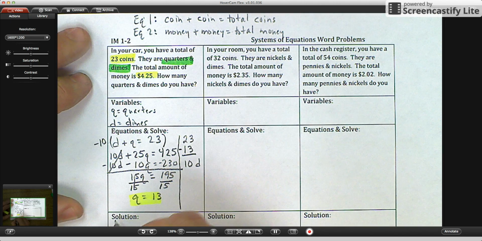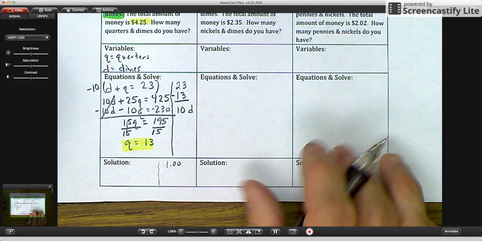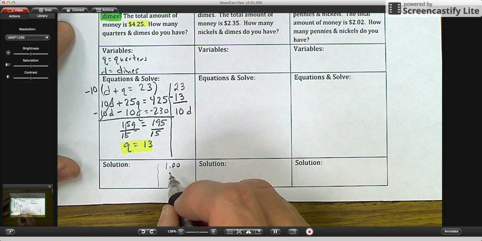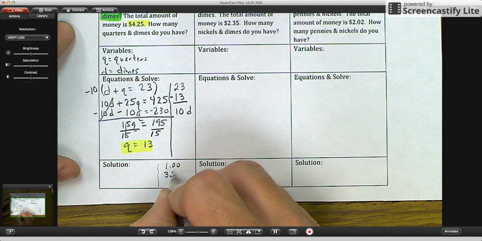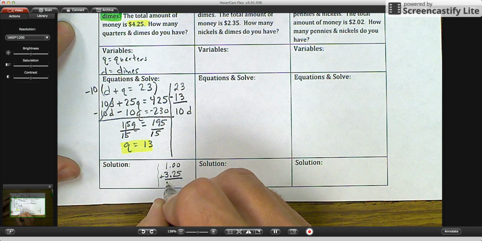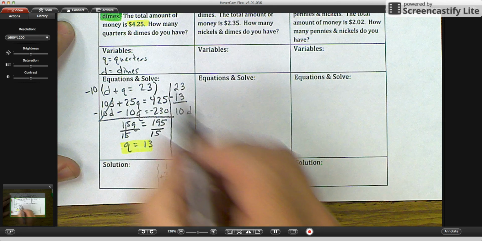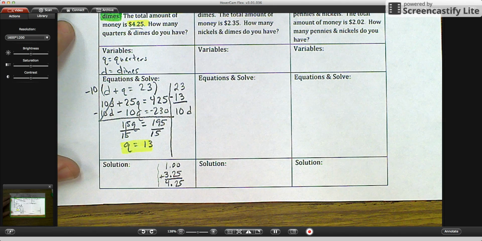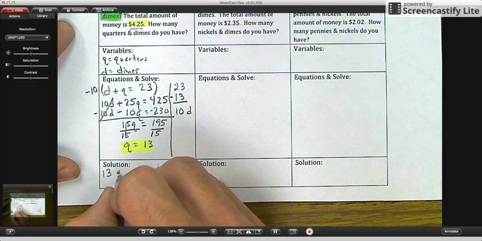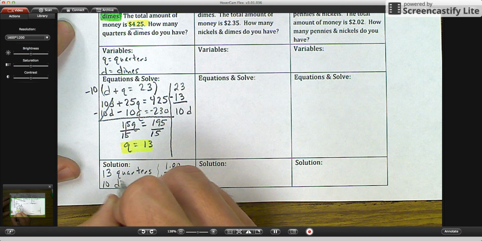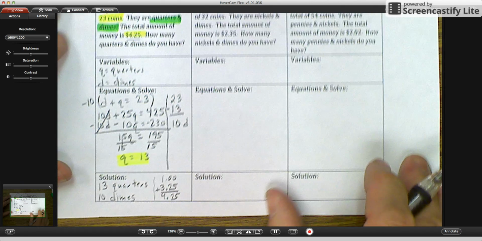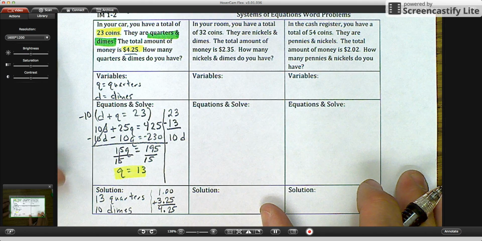And let's check. So if we had 10 dimes, that would be $1. And if we had 13 quarters, well, 13 times 25 is $3.25. So we would have 325. When you add them together, you would get 425. And that was the total amount of money that we had to have. So down here in my solution, 13 quarters, 10 dimes. Does that make sense? I hope so, because these, while they look confusing, are really straightforward.